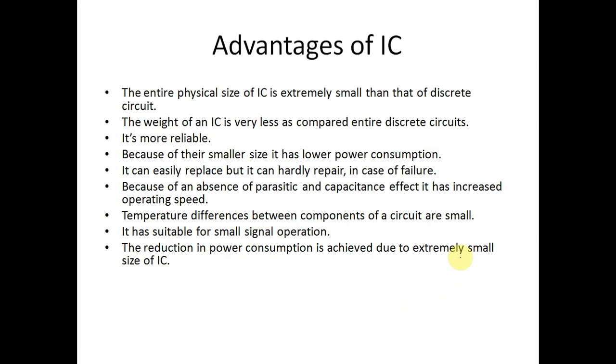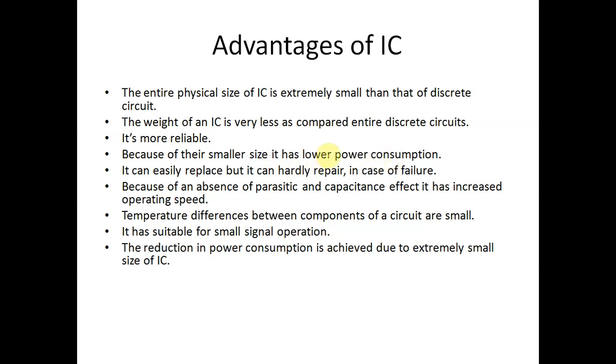These are some advantages of ICs. These advantages and disadvantages are asked in the theory paper. First advantage is that the entire physical IC is extremely small compared to a discrete circuit. The IC size is very small. Second, the weight of an IC is very less compared to entire discrete circuits. Third, it is more reliable. Fourth, because of its smaller size, it has lower power consumption. IC requires low power.